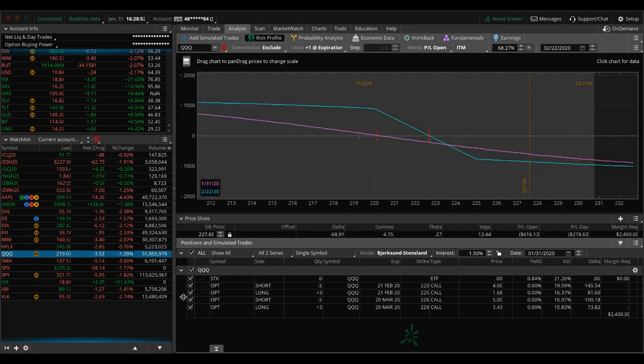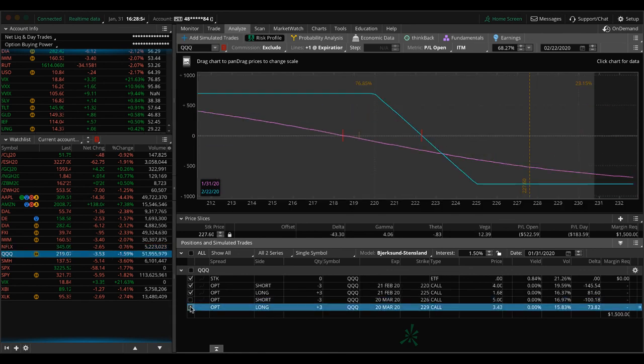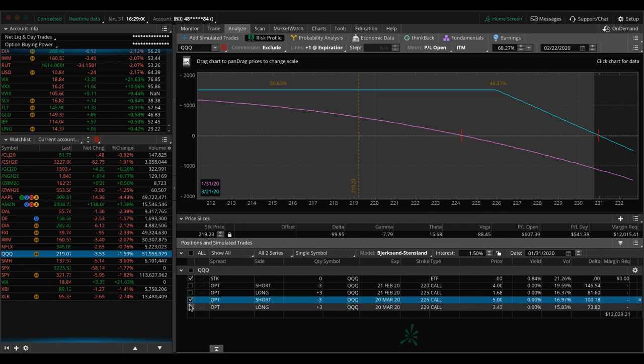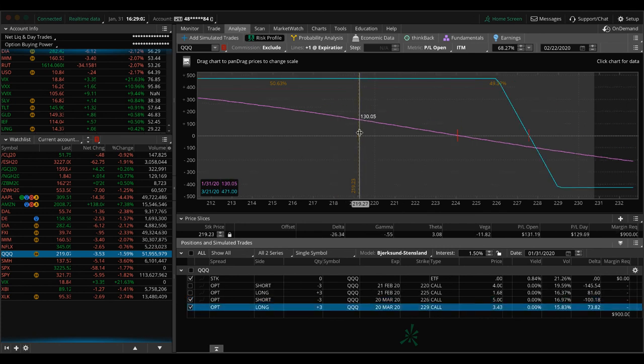QQQ, similar to DIA, we've got these two sets of short call verticals. Price is hanging out right here in our Feb one, and then in the one in March, price is even deeper. So we've got a little bit of profit on that one.